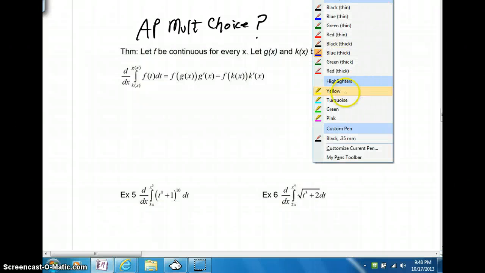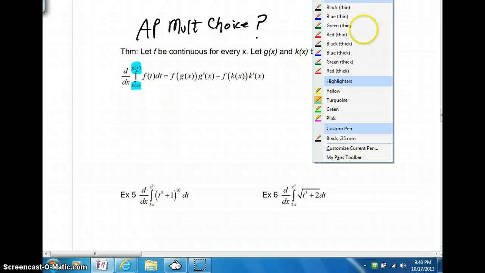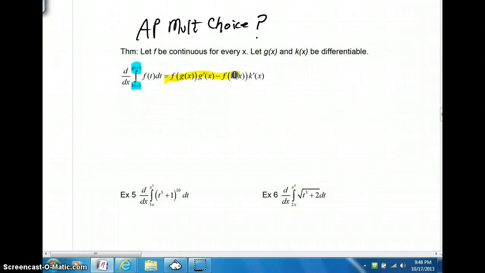What you want to see here is, yes, you do have a derivative d dx out in front, but wow, look at this. Your upper and lower bounds are both functions of x. We don't simply have an x up on top and some constant down below. Now we have two different functions. And look at this right here. According to this theorem, and I'm going to prove this also to hopefully help you see this, you can see very quickly this is f of g of x times g prime of x minus f of k of x times k prime of x.